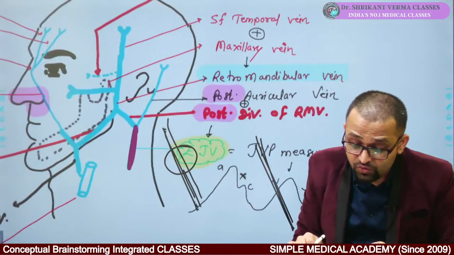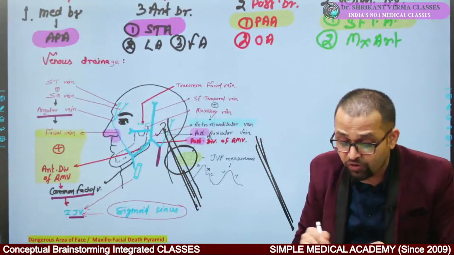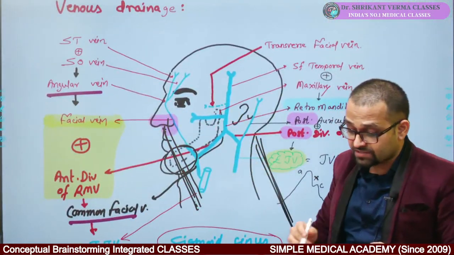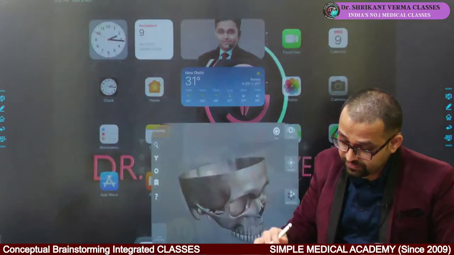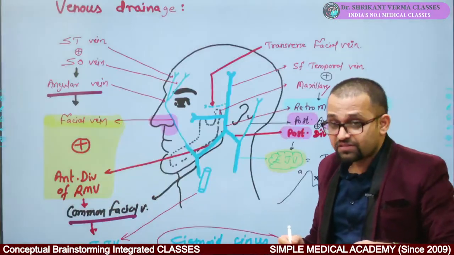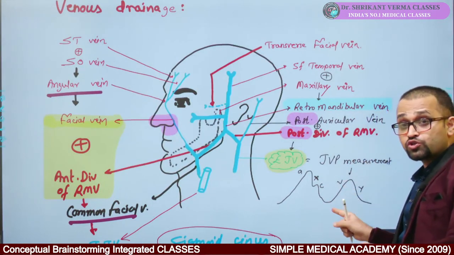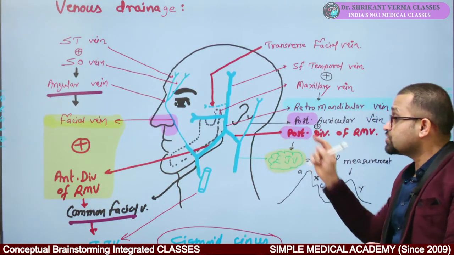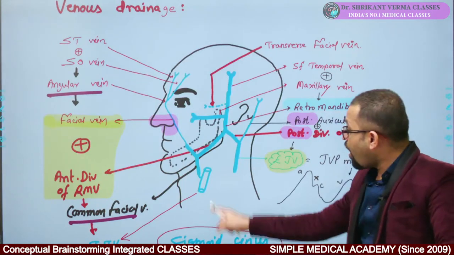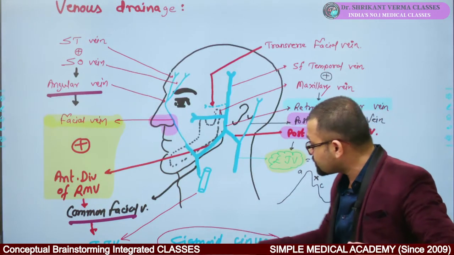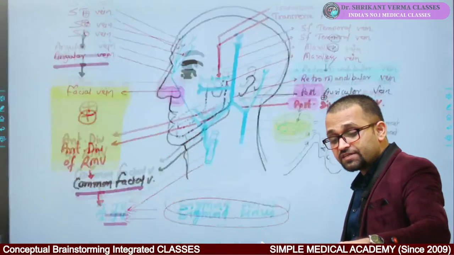So why am I telling you, why am I integrating, this is the integrated pattern. I am not telling you a direct question from here will be asked. But remember this jugular venous pressure, ECG, they are very, very important tools. So you must know how the external jugular vein is formed. How is the internal jugular vein formed? It is the continuation of the sigmoid sinus. I will tell you later.